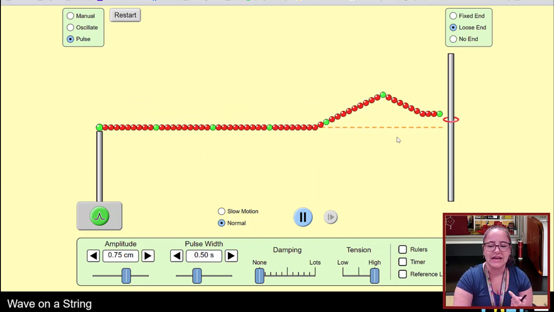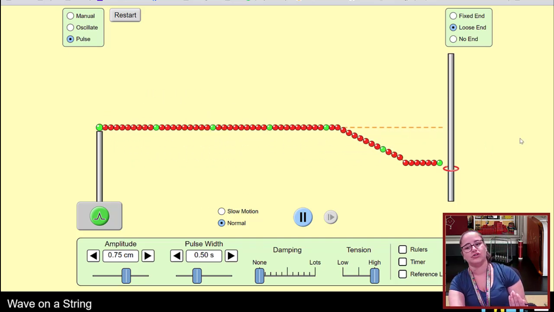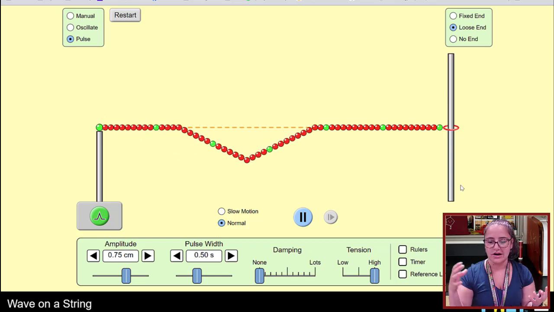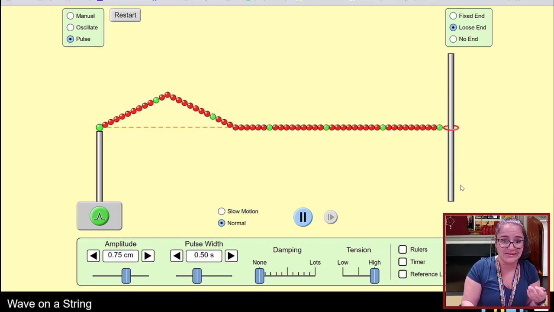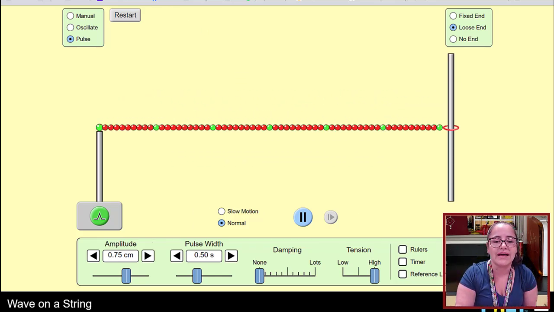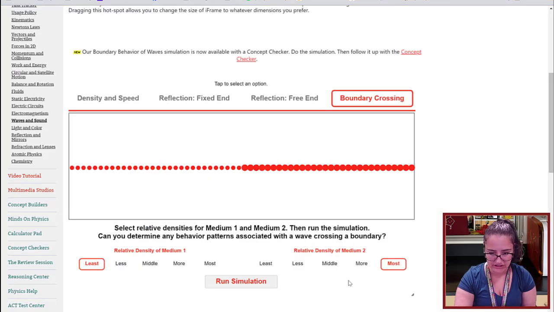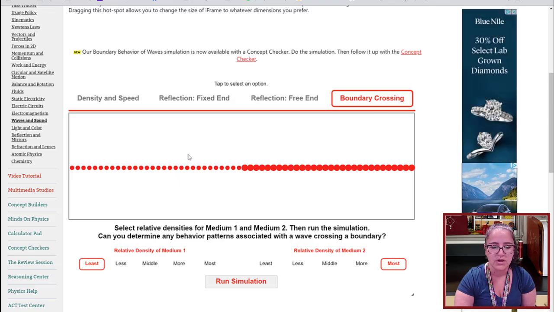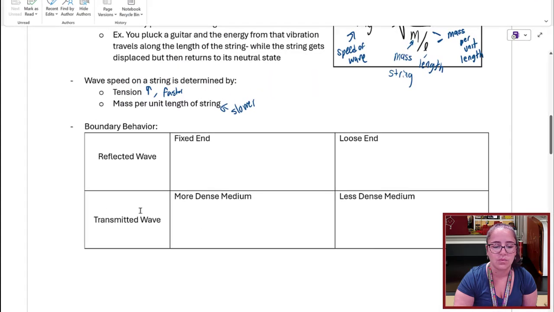Now, sometimes the wave is still going to be transmitted. It's not going to be a pole there. Maybe it's something more, a thicker string, something like that. So let's go ahead and look at this simulation. This is a simulation from physicalclassroom.com where we have different relative densities. And we're going to start with a transmitted wave going from a low dense medium into a more dense medium.